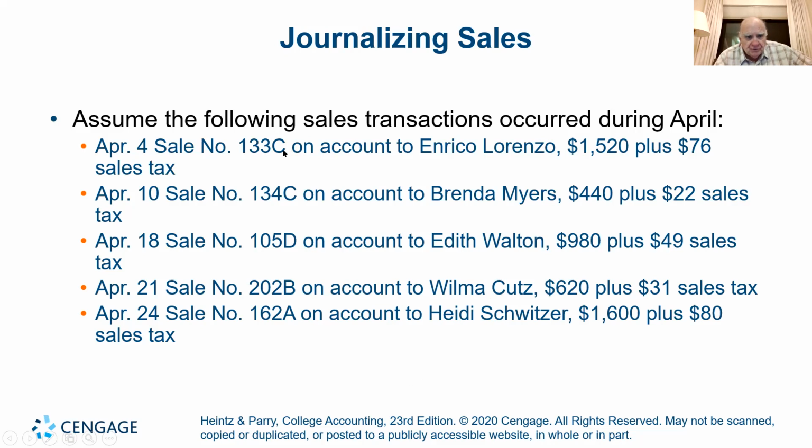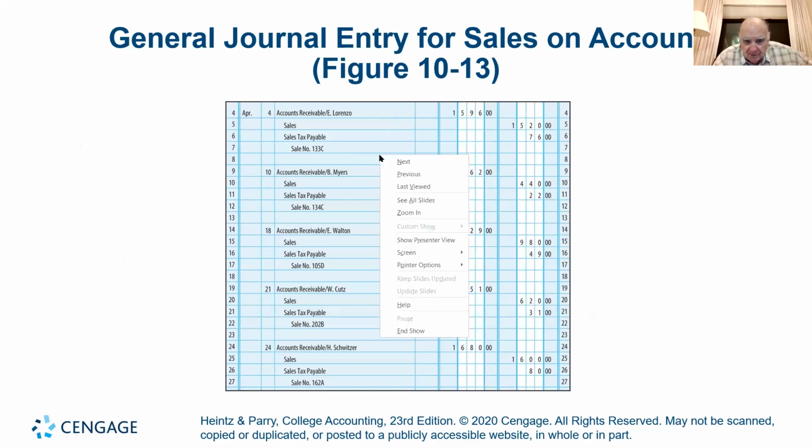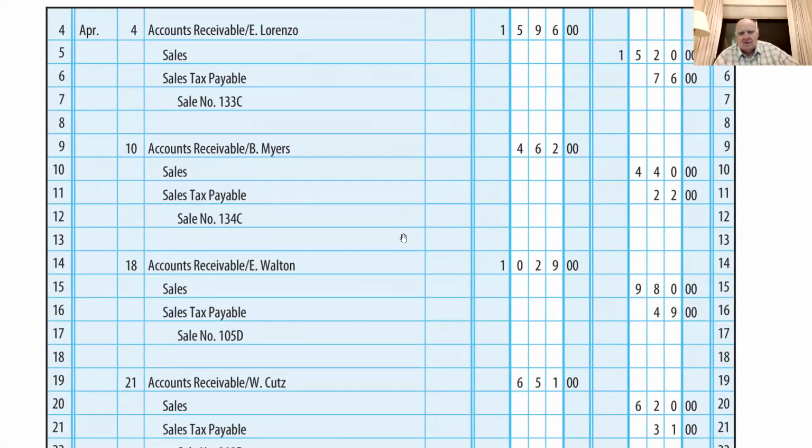We sold $1,500 plus $76 in sales tax to Enrico Lorenzo. Let's look at this. I trust you can read this. Oh, I can zoom. Man, I'm getting hot now using some of these bells and whistles. Okay, we sold something to Edgardo Lorenzo. We sold him.